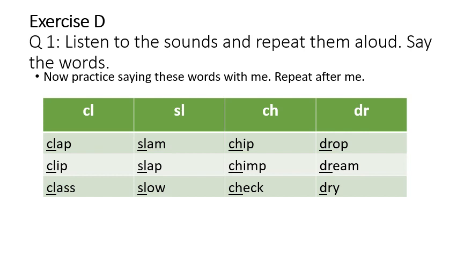Exercise D, question number 1. Listen to the sounds and repeat them aloud. Say the words. Now we are going to practice these sounds. We will practice these sounds by saying these words aloud, and you will repeat after me. In the table, the very first sound is made by two consonants C and L. When joined together, they give the sound of cl. Cl. Repeat after me. Cl.